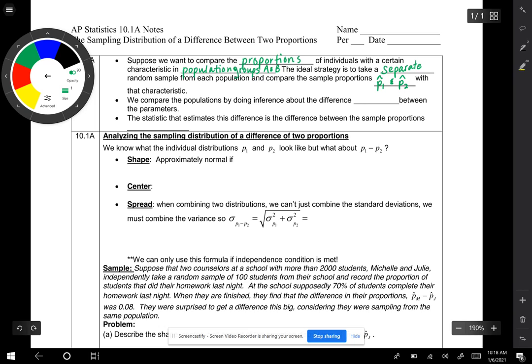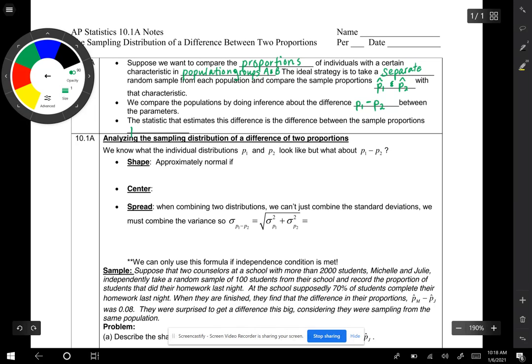We compare the populations by doing inference about the difference between the parameters, and the parameters would be denoted P1 and P2, and we're interested in the difference. The statistic that estimates, so remember statistics come from samples, this difference is the difference between the sample proportions. And the difference between the sample proportions would be P1 hat minus P2 hat.